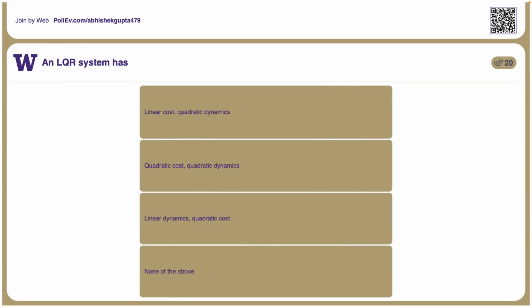All right, let's keep going. The answer here is linear dynamics, quadratic cost. All righty. Let's do a little recap, and then we can get into the weeds of LQR.